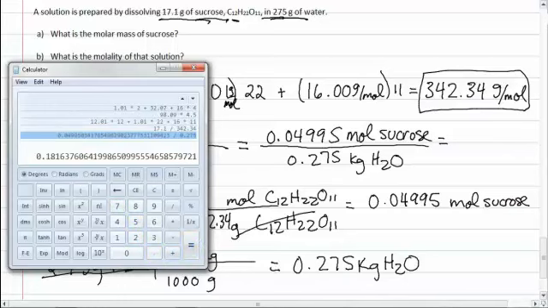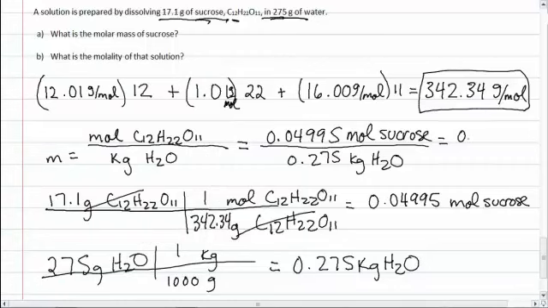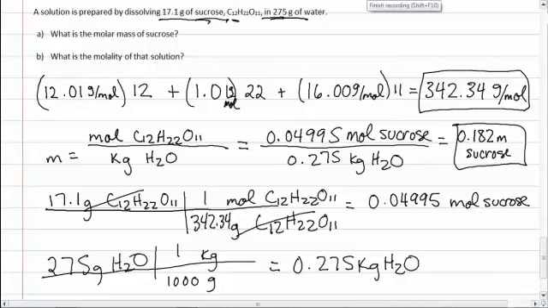0.1816. Again, I look at my numbers I had before. I have 3 significant figures in both, so my answer can only have 3. So I get 0.182. 0.182 moles per kilogram is molal, little m, sucrose solution. And there's my answer. This is the end of the discussion on molality.